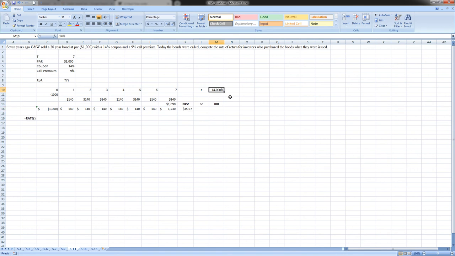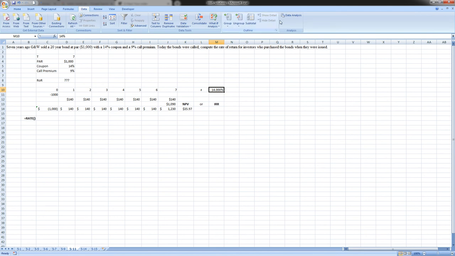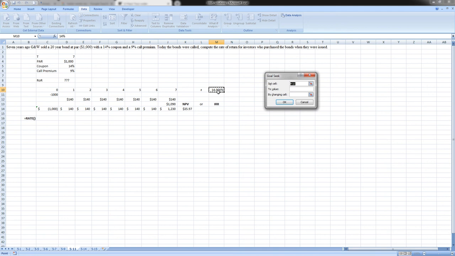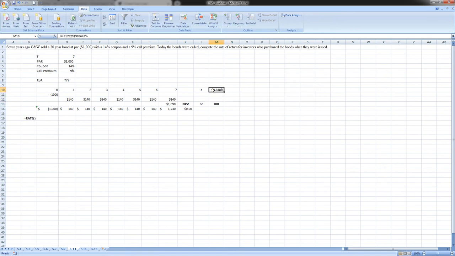So we could do this by gradually increasing the rate here, or we can just go to the data tab, use What-If Analysis, Goal Seek, and what we're going to do is change the NPV cell to a value of 0 by changing the rate. And so Excel will optimize this to where it gets it to a value of 0. Okay, and we see that the discount rate is approximately 14.818%.